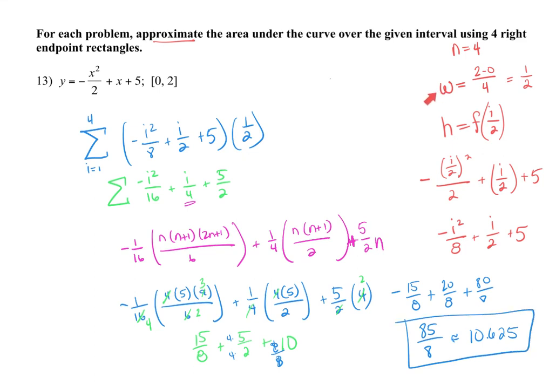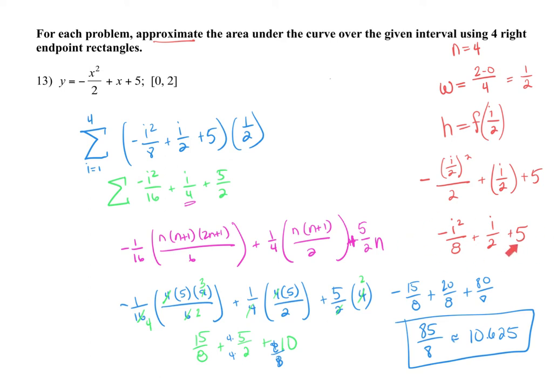Walking through this, your width, you're just subtracting your two endpoints, 2 minus 0, divided by how many rectangles it wants, 4. 2 over 4. My width is 1/2. All right. My height is the width times I plugged into my function that it gave me. So I just plugged it in everywhere there's an x. I over 2 squared. I over 2. I just plugged it in and simplified it. This is my simplified version.